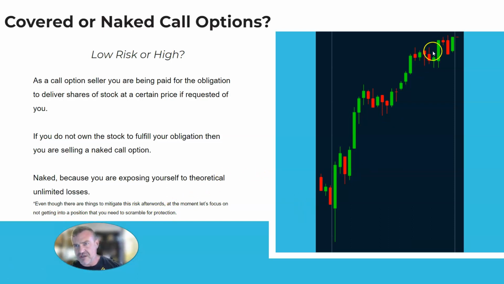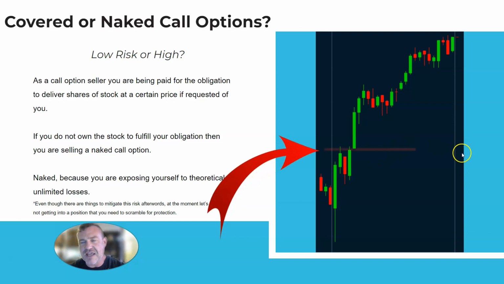So we'll look at this chart here. We're going to pretend that this is a daily chart, so each one of these red or green candlesticks represents one day of trading. And let's say you, on this day right here, decide to sell a naked call option at this strike price right here. So this is the day that you sell it, right? And then this is what unfolds.